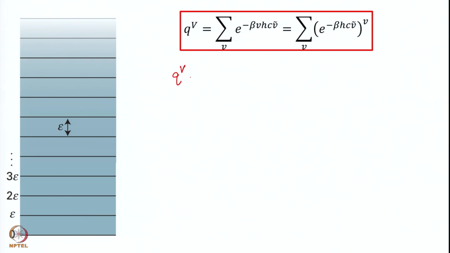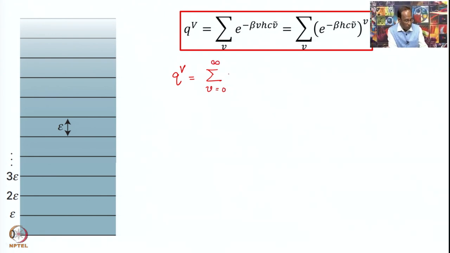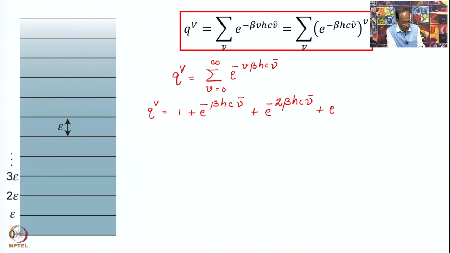q_V is equal to the summation over V from 0 to infinity of exponential minus V beta h c nu bar, which you can write as written above, or if you don't want, you can leave it as such. So, I now have q_V is equal to, when V is equal to 0, exponential 0 is equal to 1, plus exponential minus beta h c nu bar, plus exponential minus 2 beta h c nu bar, plus exponential minus 3 beta h c nu bar, plus so on.